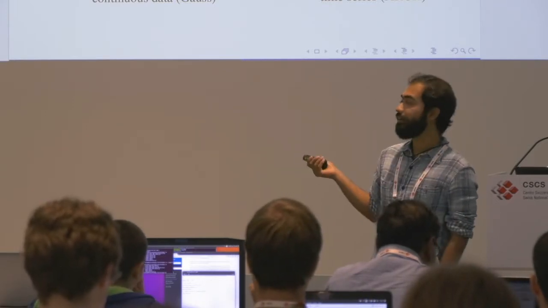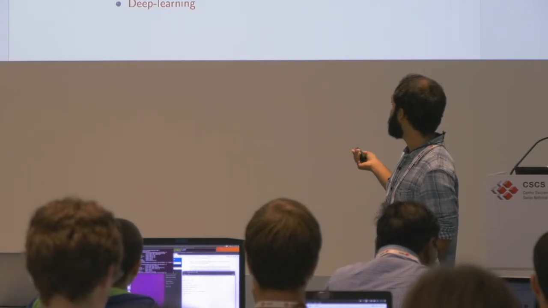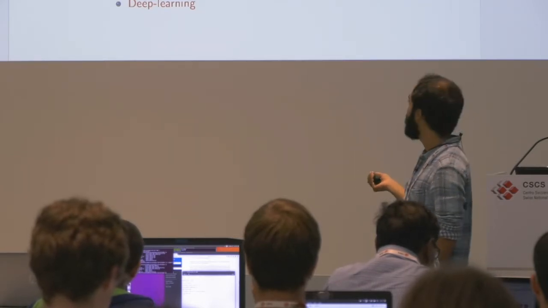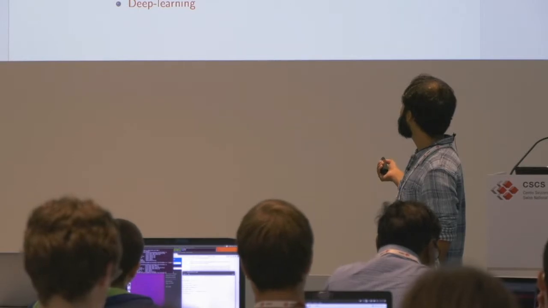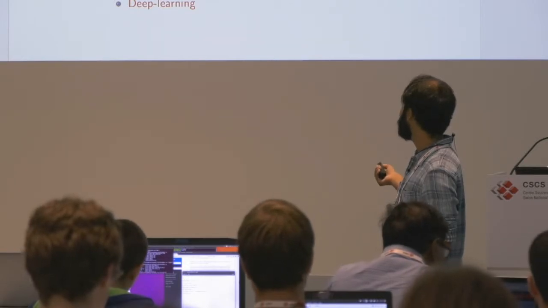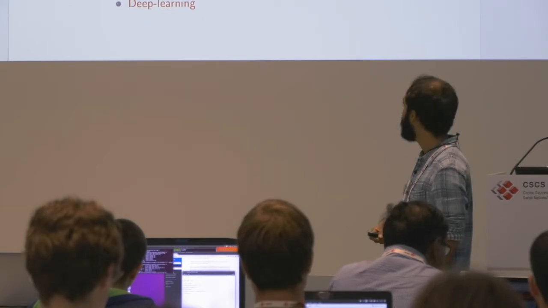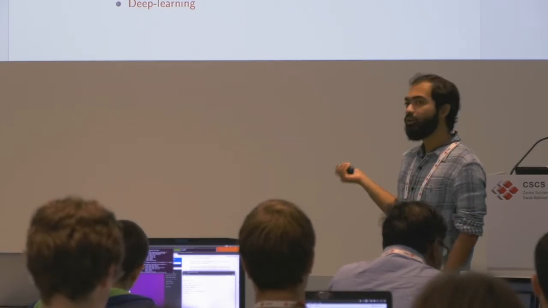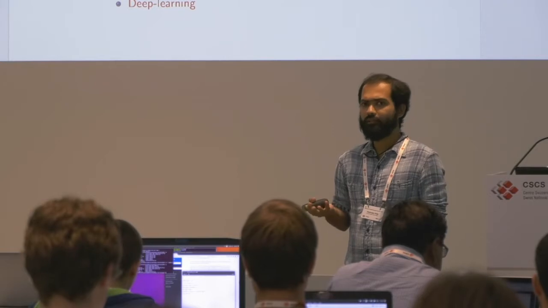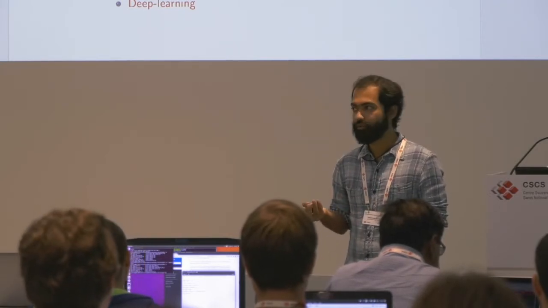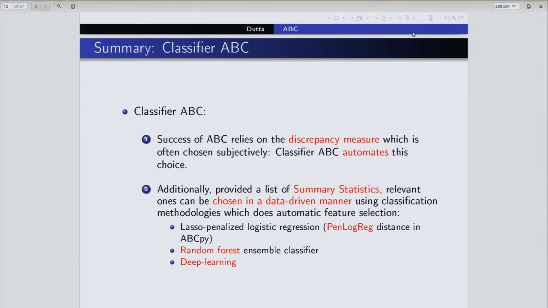I will get into that later, but one thing I mentioned here, as a summary of classifier ABC, is that ABC relies on the discrepancy measure, which is often chosen subjectively. So here we automate the choice. That's the main part we have done. But notice, if any of you are familiar with classification rules, let's say penalized logistic regression, or random forest, or deep learning, all of these rules are more successful because they can choose the features or summaries in the most efficient way.